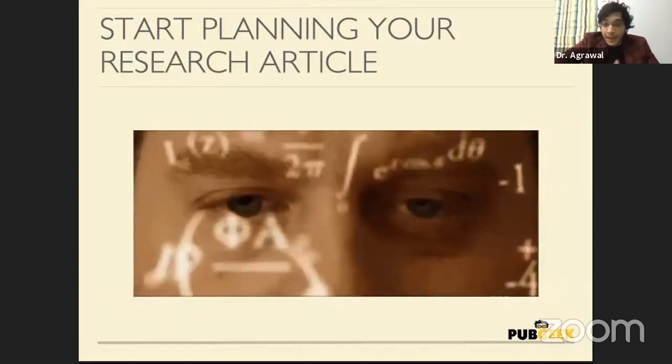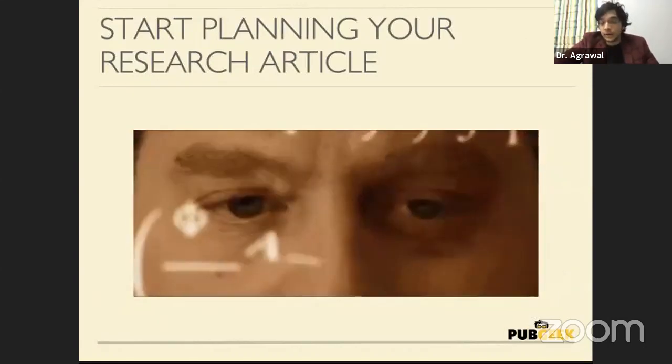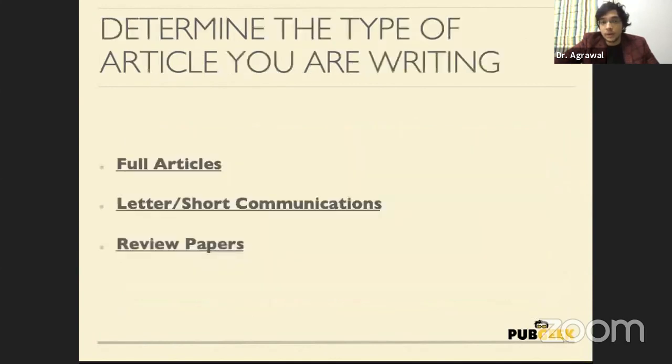So as with all steps taken so far, it is imperative to plan your steps before you start writing your article, right? Determine the type of article that you're writing, either the full article, something we call an original article or a research article, or it's the letter or short communication, which usually you have to be an expert to get the invitation for, or a review paper, right? So again, letters and short communications also don't always need to be by experts in their field.